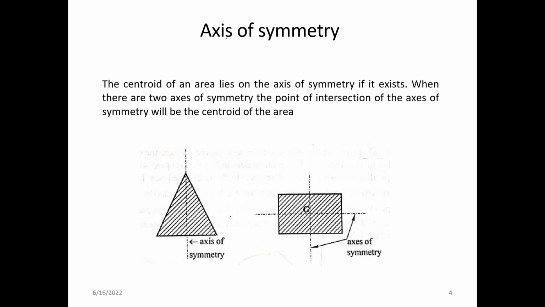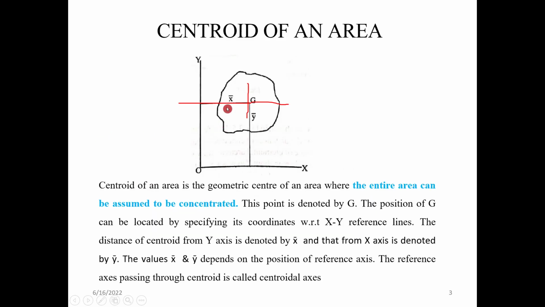The next terminology is the axis of symmetry. You can see here two geometrical figures. One is an isosceles triangle and one is a rectangle. So we are supposed to find the centroid of this planar figure. Centroid means for a planar figure there will be two components, like the previous slide. One is x bar, the distance from the vertical axis, and y bar from the horizontal axis.